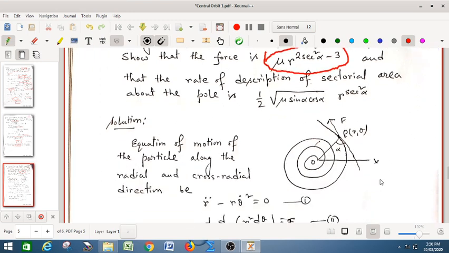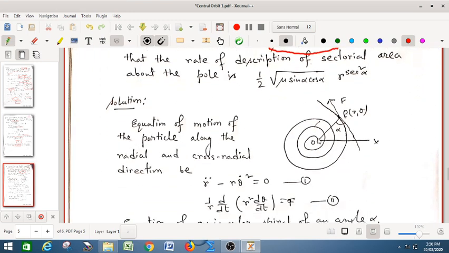So first let us see the spiral. Yeah, this is the spiral. OX is the axis, O is the center, and P is the position of the particle, F is the force in that direction. So what is the equation of motion of the particle? First question is that equation of motion. We have to write out the two directions, radial and cross radial direction. So we have to write out the two equations of motion. One is the radial direction equation of motion, another is the cross radial direction equation of motion.